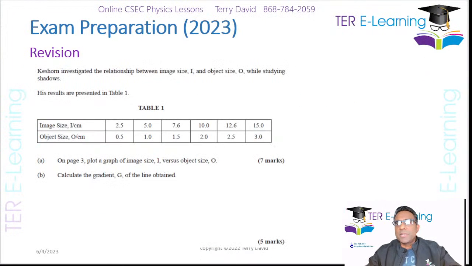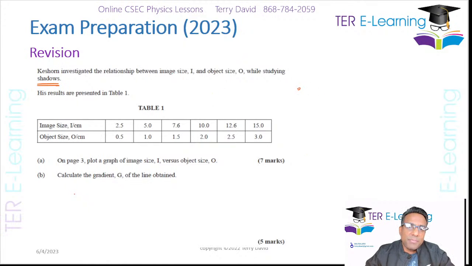All right, so let me just go ahead and start a few questions here. I have a question here. Kishon investigated the relationship between image size and object size while studying shadows. His results are represented in the table here. So they're talking about shadows, and we're looking at image size and object size.